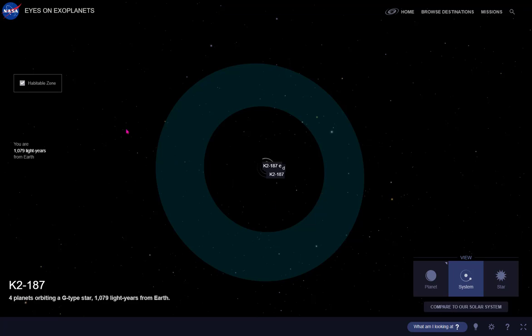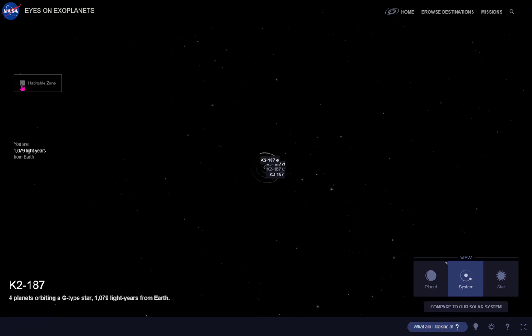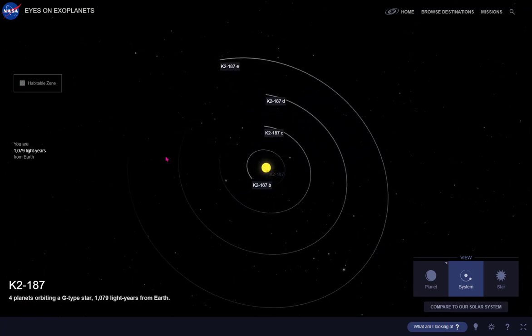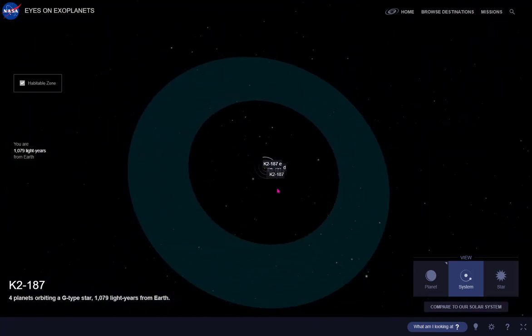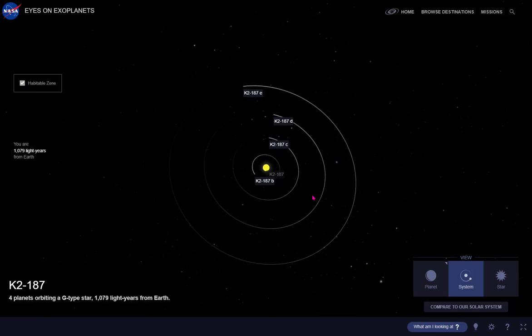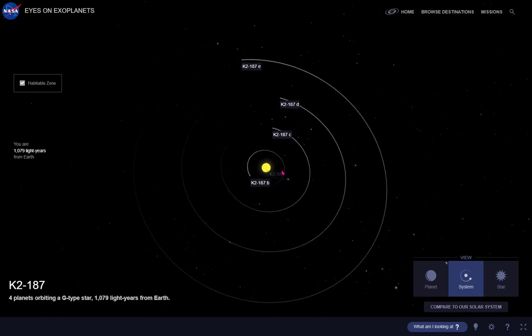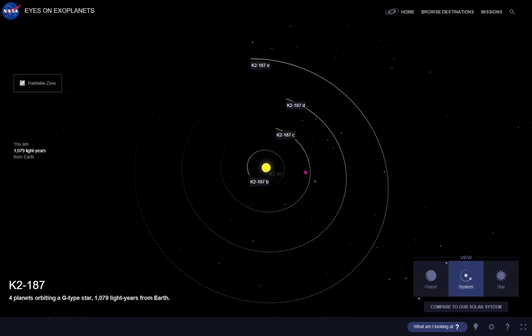It should be called the temperate zone. Unfortunately, the name habitable has been used for a long time. You can remove it if you want. And anyway, what's more interesting is to look at the planets. But what this also indicates is that the planets in this case would be much too warm, much too close to the star to have life as we know it.